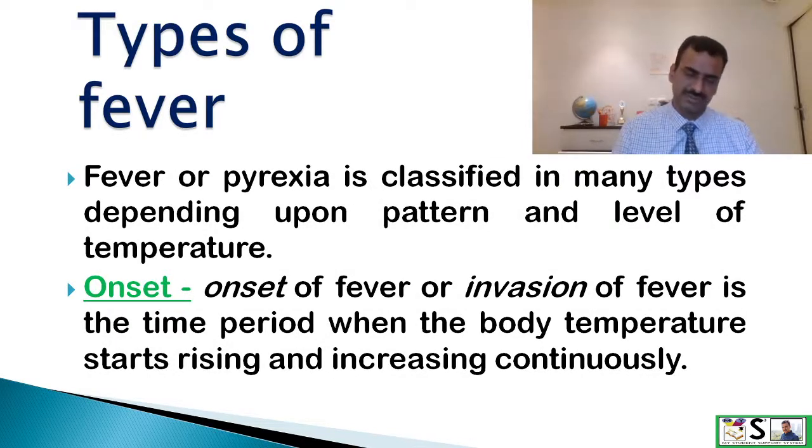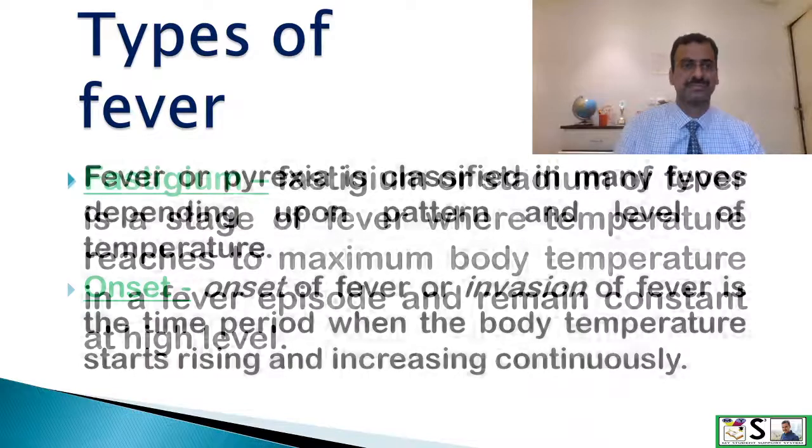What are the types of fever? We should know the terms which we use for different conditions in fever. Fever or pyrexia is classified into many types depending upon the pattern and the level of temperature. First is onset. Onset or invasion of fever is the time period when the body temperature starts rising and is increasing continuously. So this is known as onset of fever.